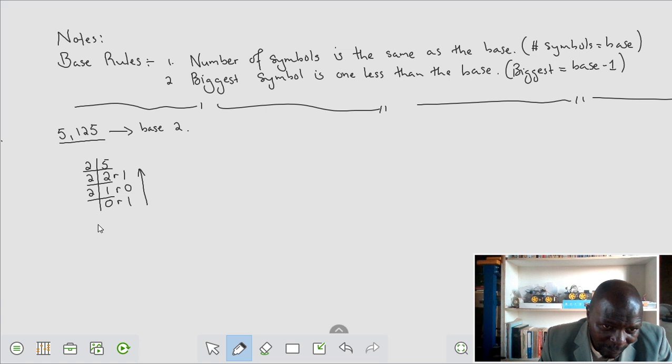So our 5 is equal to 101. I was going to put a little 2, but I'm not done. I'm still going to do the decimal part. So what am I going to do?